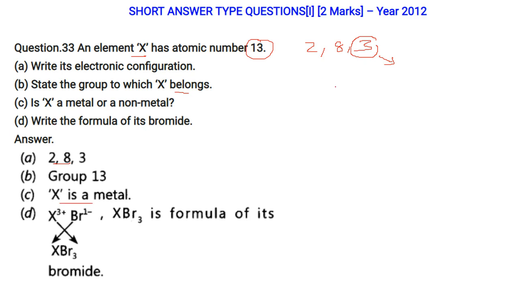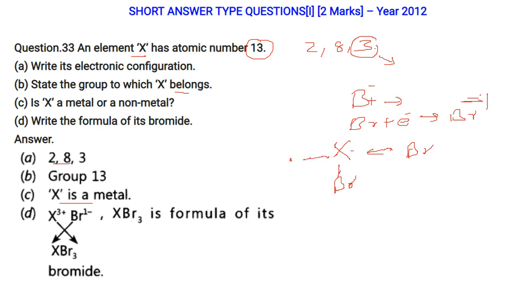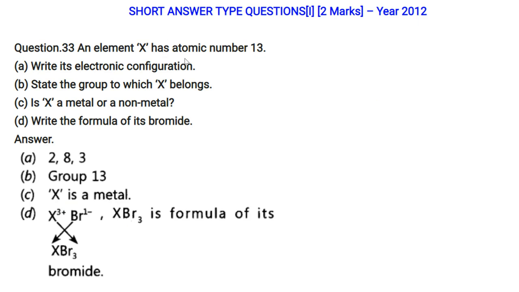Write the formula of its bromide. Bromine gains 1 electron to form bromide, Br minus. In this case, we combine it with X. X has 3 electrons to give, so 3 bromine atoms will be required, that is why the formula will be XBr3.